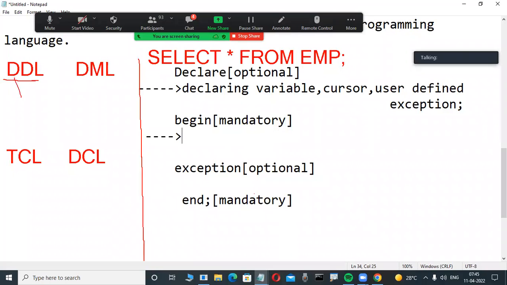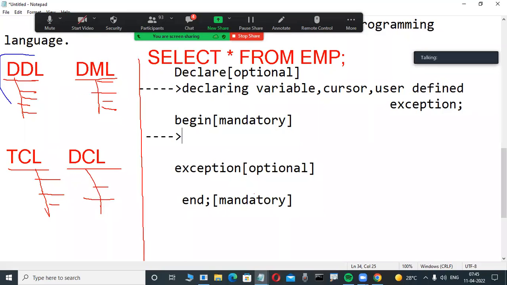Observe here. DDL means, everyone knows, create, alter, drop, truncate. Some commands are there. DML means insert, update, delete, merge. TCL means commit, rollback, savepoint. That's the most powerful. In DCL there are grant and revoke. Maybe some fellows have an idea. Now, can I use these DDL statements in PL/SQL? PL/SQL means this executable section. Possible or not possible? Anybody guess?